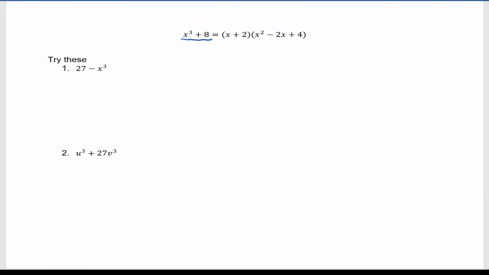All right, let's look at some more examples. What is the cube root of 27? 3. Keep your sign. What's the cube root of x cubed? X. Now, SOFAs. Square the front. Opposite sign. Front times back. Always add. And then square the last term, x squared.